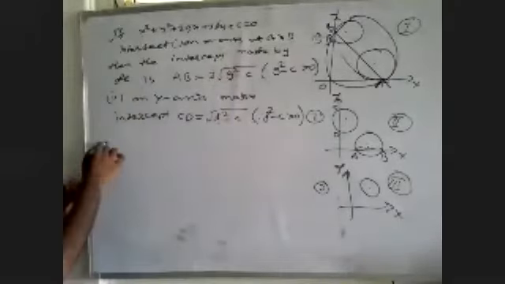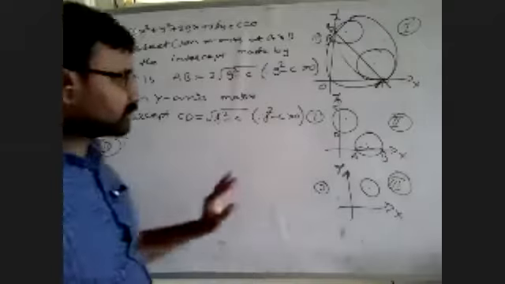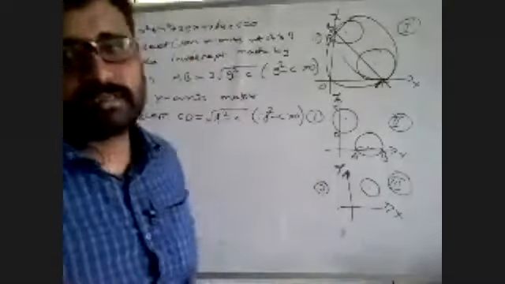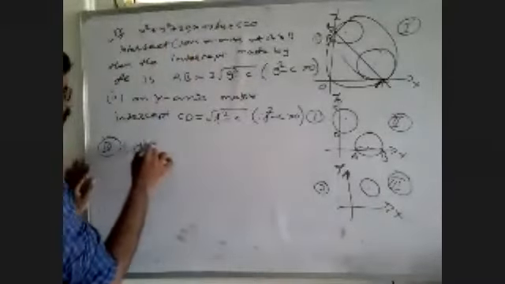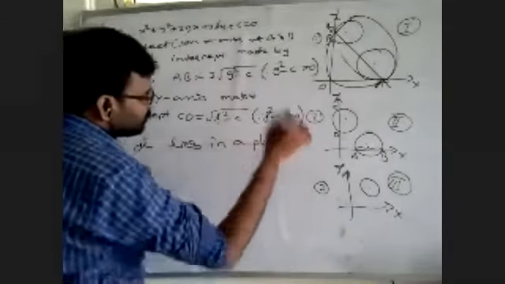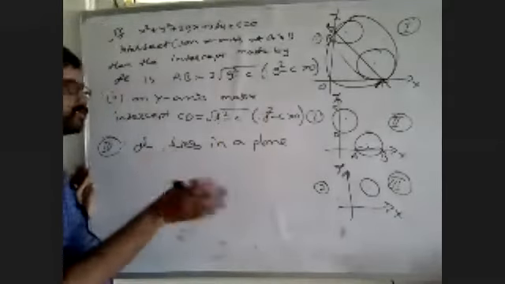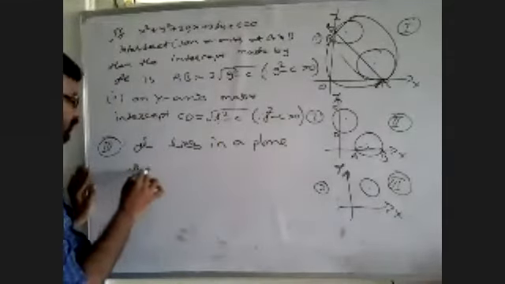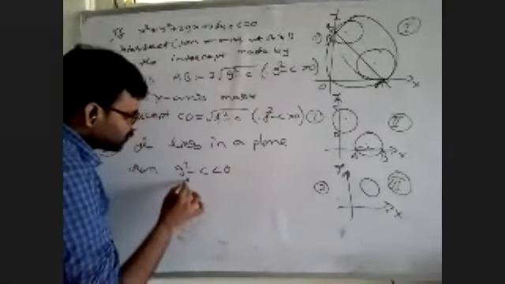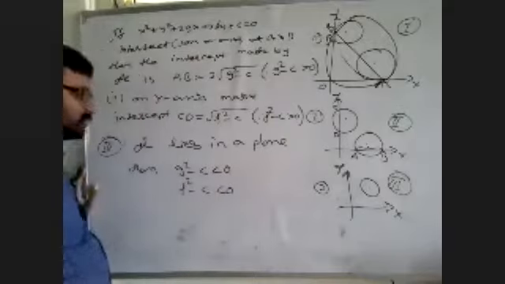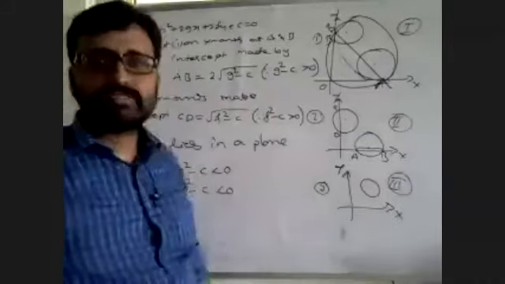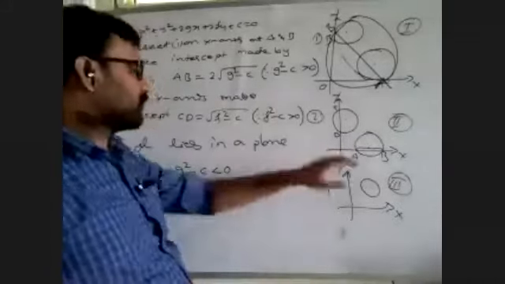Now the third one is what? The circle not touching the x-axis, not touching the y-axis, not intersecting the x-axis, not intersecting the y-axis. The circle lies in a plane, not touching, not intersecting. Then the condition is g square minus c less than 0, f square minus c less than 0. If both are less than 0, then the circle lies in a plane.